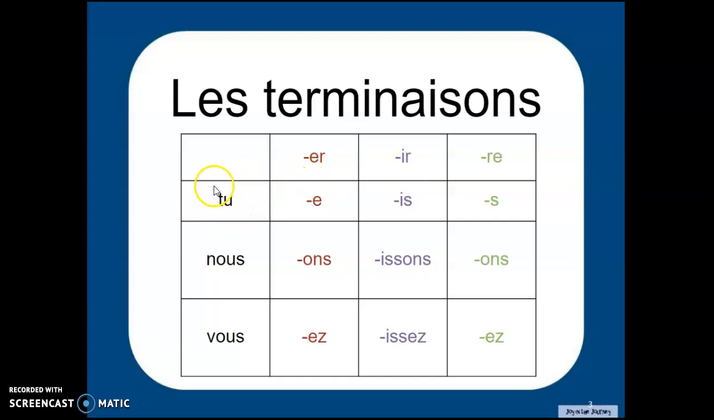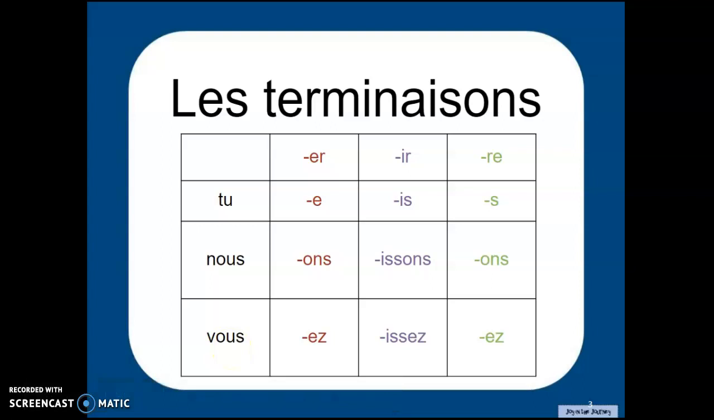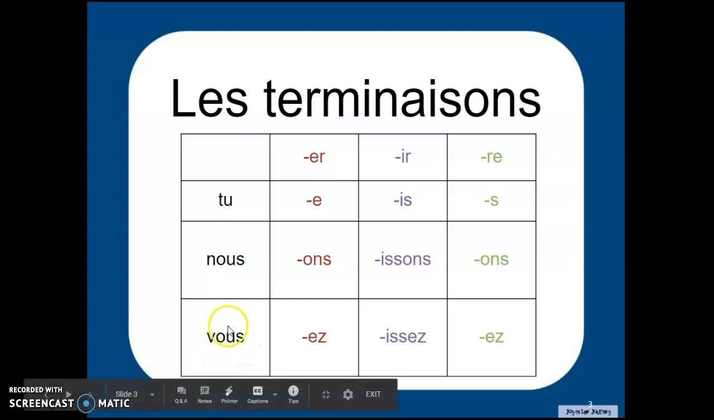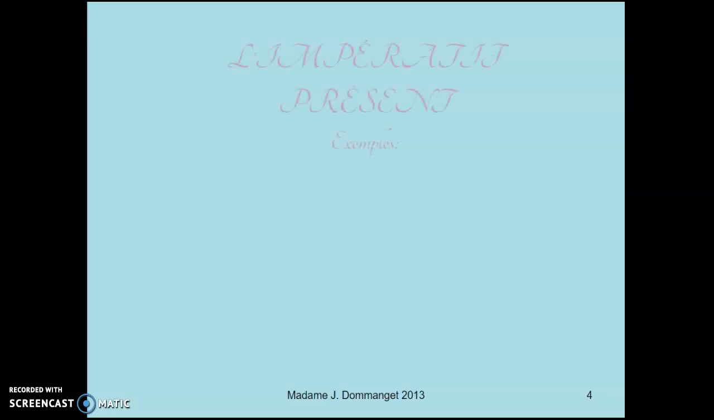Remember that tu is a single person and it's somebody you know well. And vous is a formal person that you don't know well or a group of people. We're going to be focusing mostly on vous in this class because we're talking about giving directions and asking for directions. And if you go up to somebody on a street and ask for directions, they're not going to know you. They're a stranger. So they're going to use the formal form of the verb.